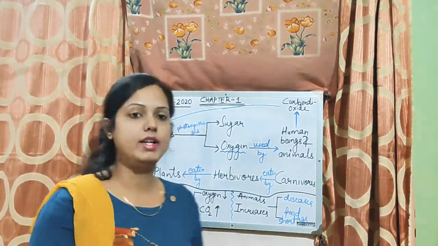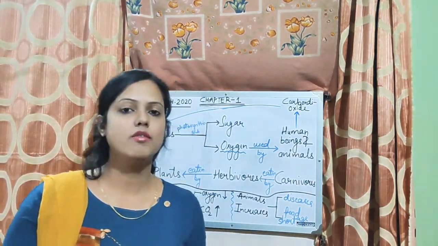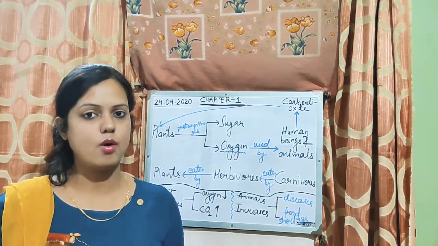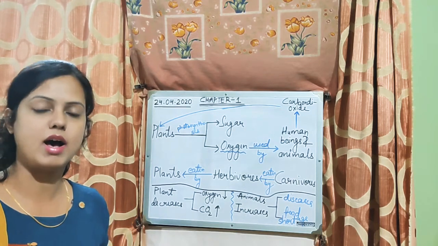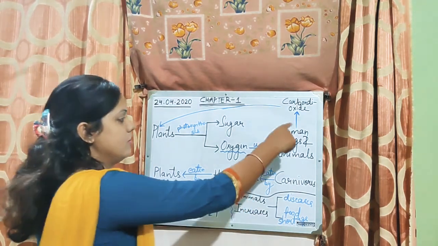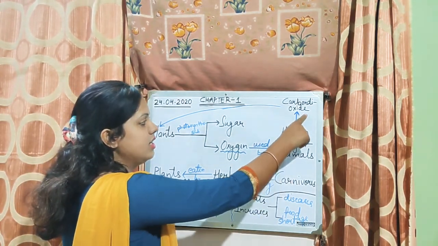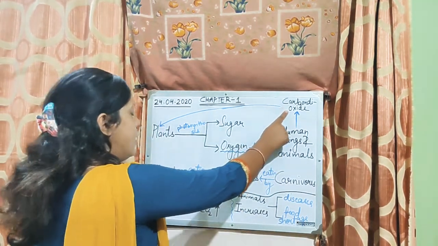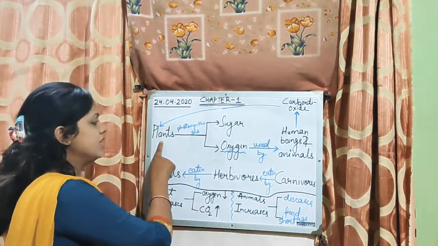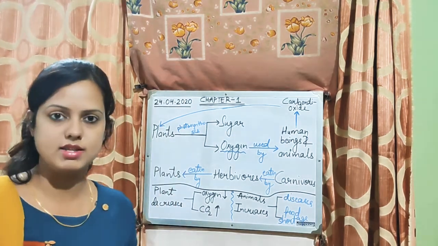Now we take in oxygen and what do we give out? We give out carbon dioxide. हम ऑक्सीजन अंदर लेते हैं और हम कार्बन डाइऑक्साइड बाहर रिलीज करते हैं. So human beings and animals release carbon dioxide while breathing. Now this carbon dioxide is used by plants for carrying out photosynthesis.